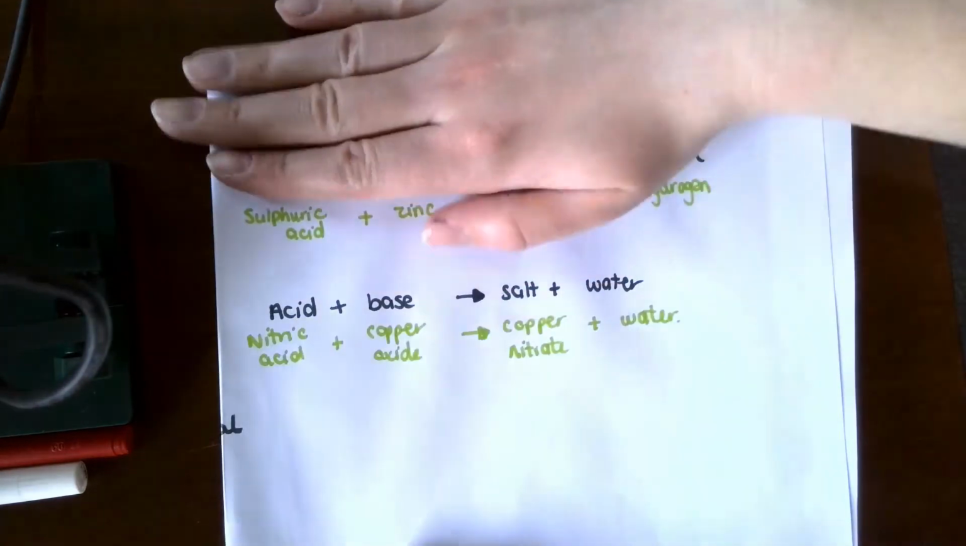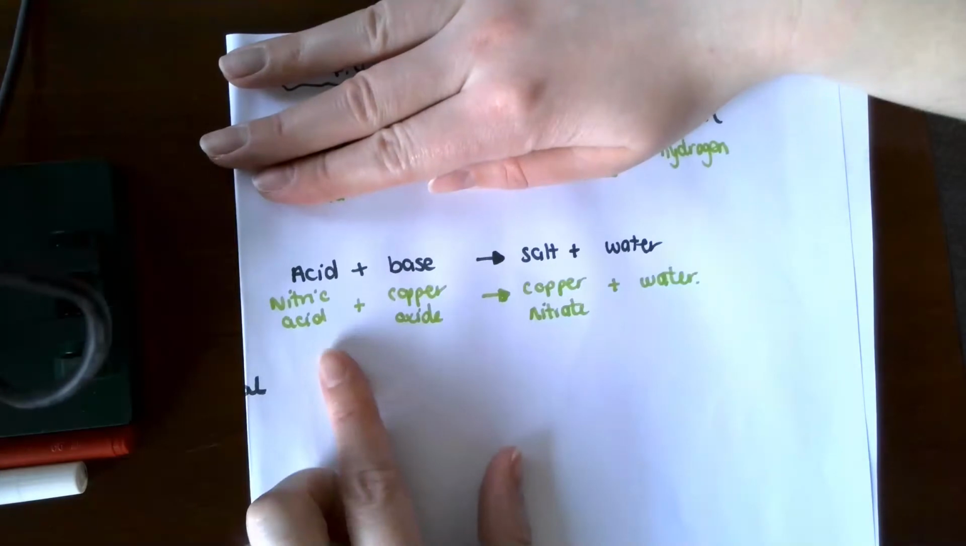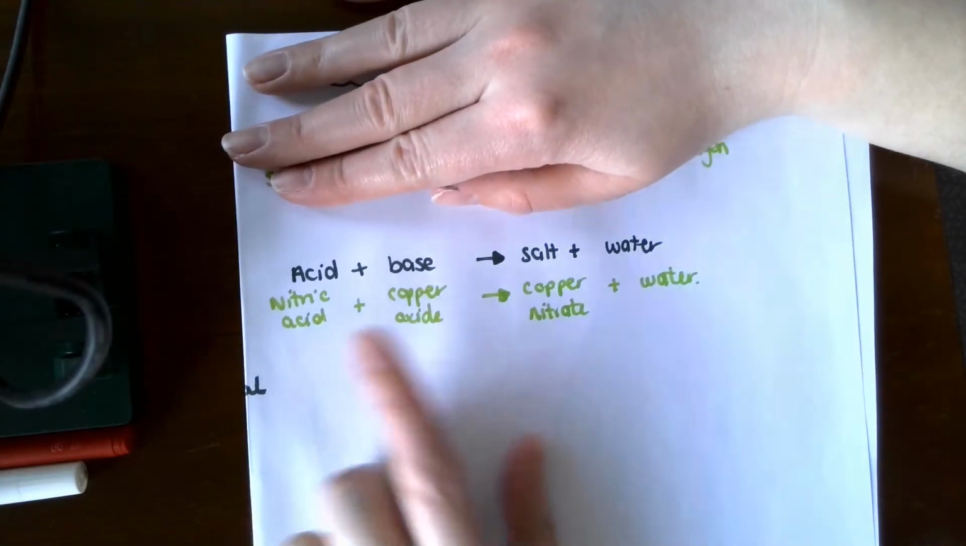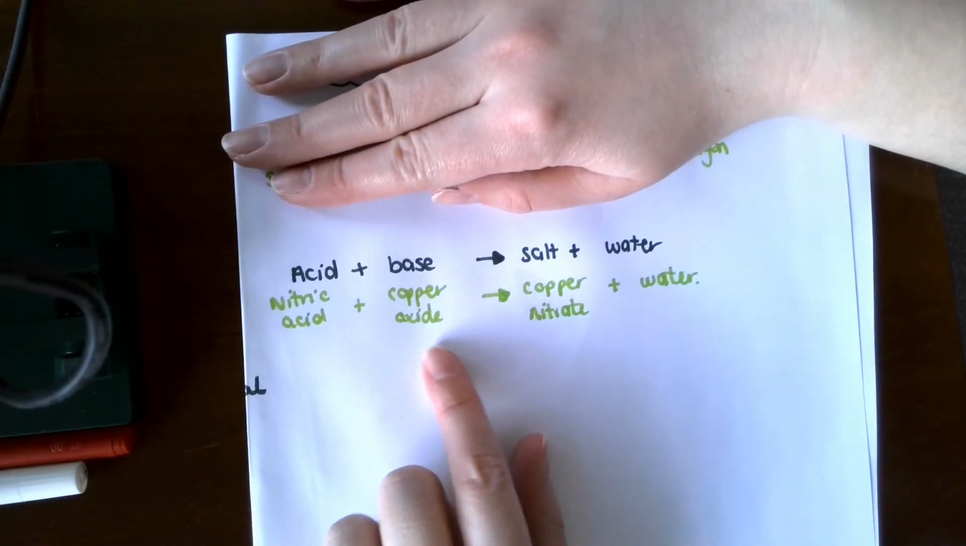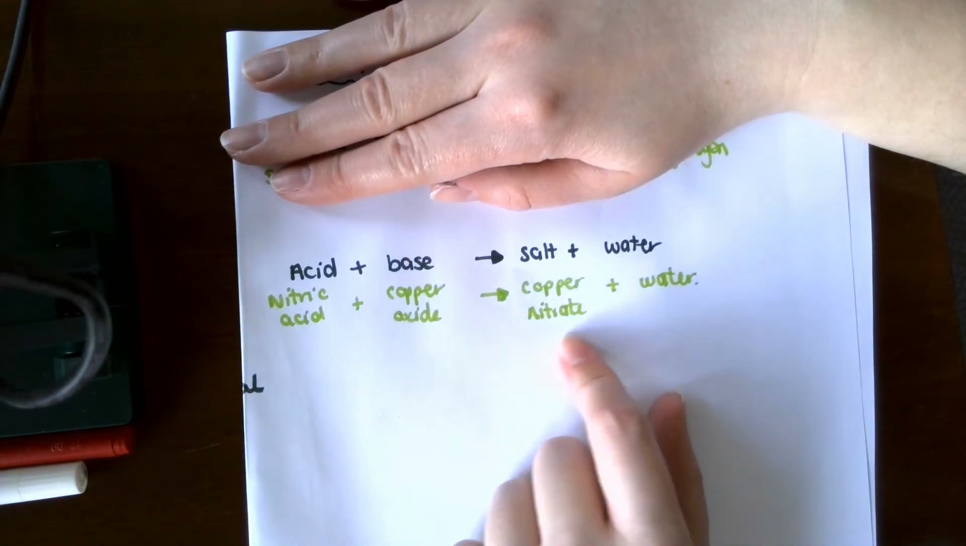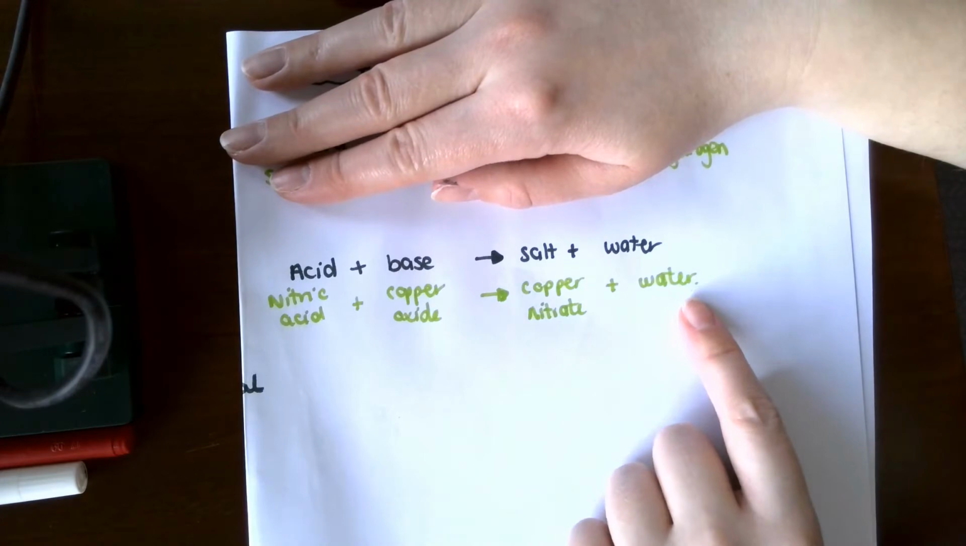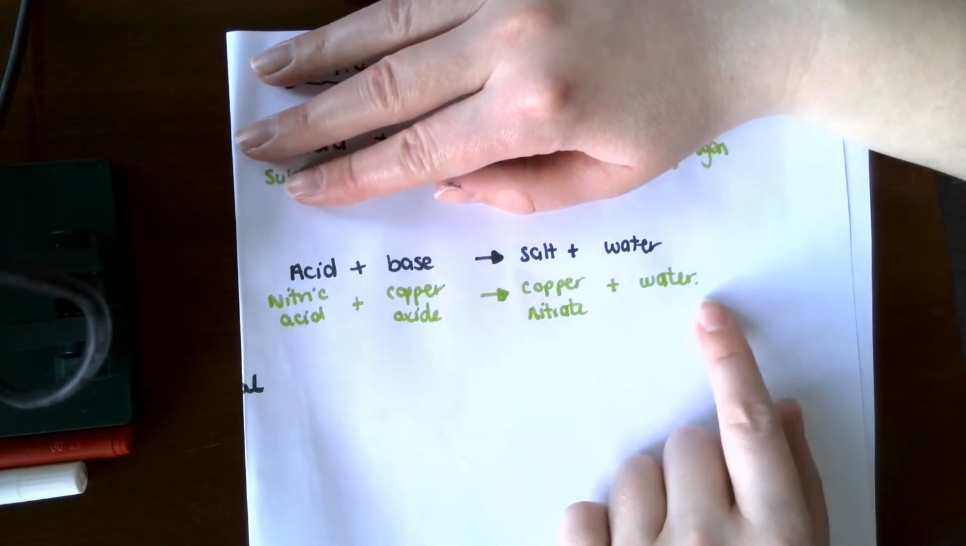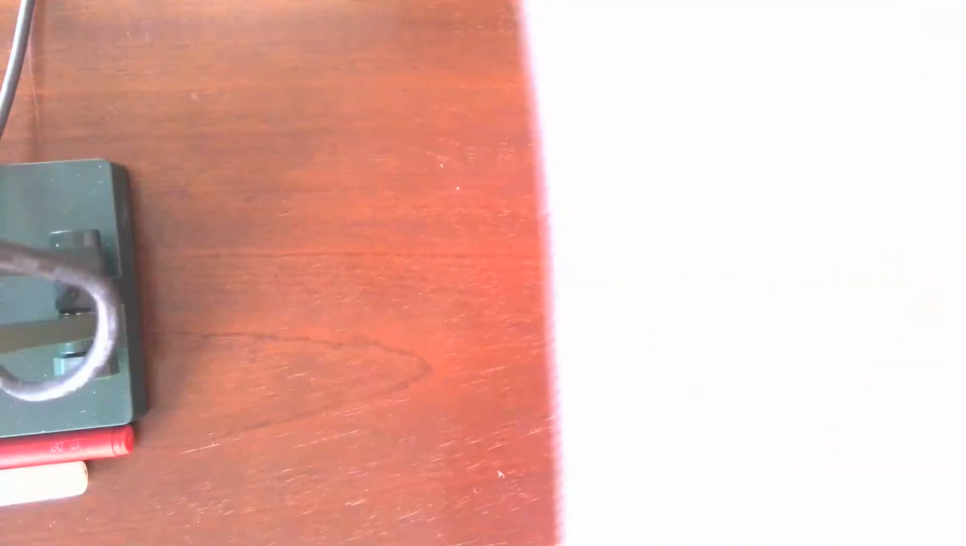And then the other way we can do this is the acid and the base. The acid in this example is nitric acid, the base is going to be copper oxide. These form together, so the copper and the nitric acid form together, forming copper nitrate, and they leave H2O, so water molecules left over. Now, ways of actually making the salts.